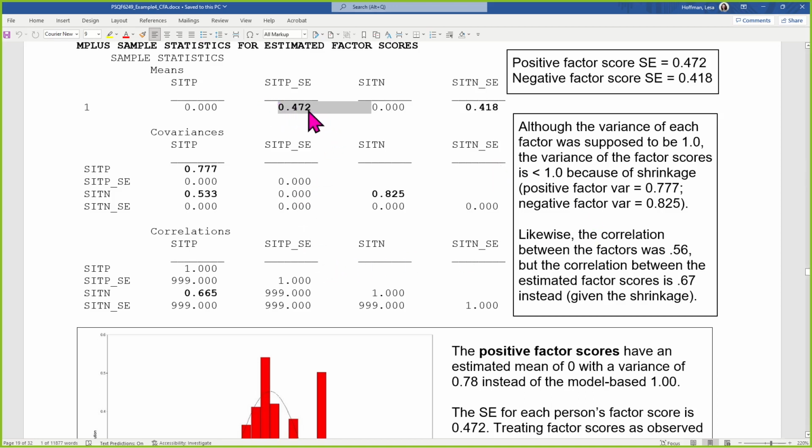So standard errors, I think, make it more real. Like if I were going to make a decision about somebody and take into account the imprecision of measurement, that makes my decision a lot harder.